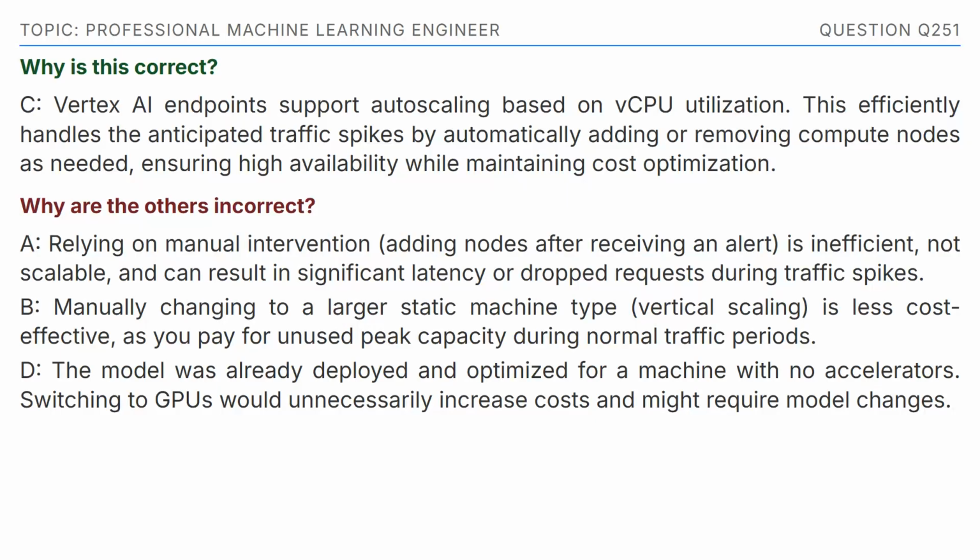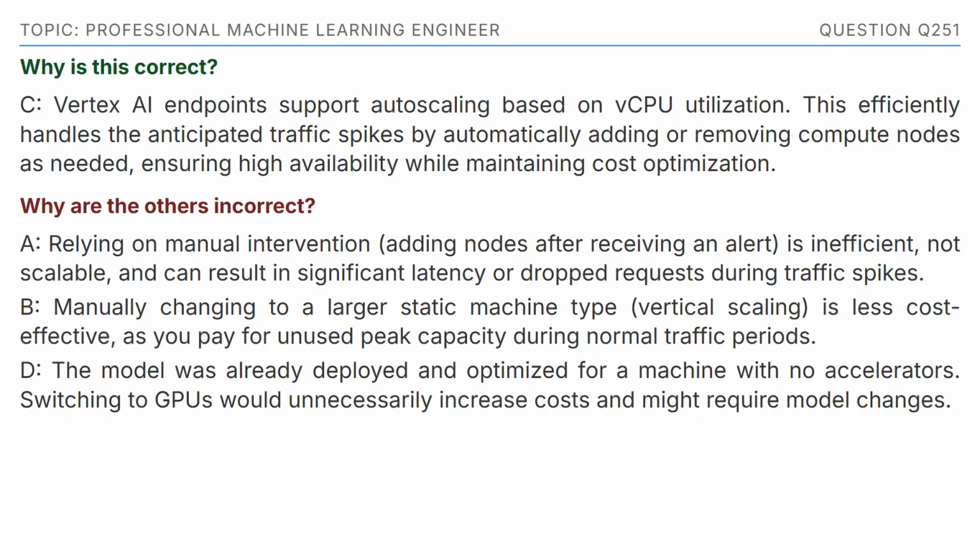Why is this correct? C. Vertex AI endpoints support autoscaling based on vCPU utilization. This efficiently handles the anticipated traffic spikes by automatically adding or removing compute nodes as needed, ensuring high availability while maintaining cost optimization. Why are the others incorrect?